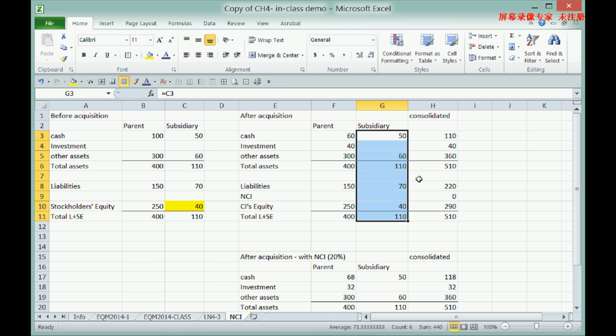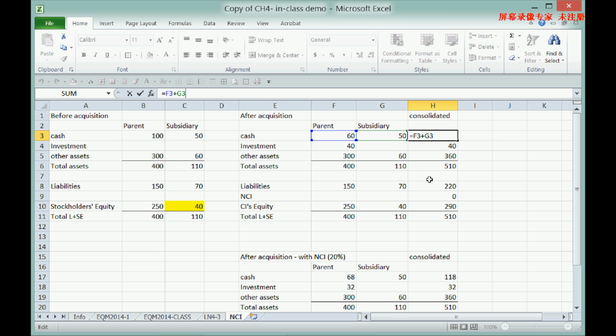So when we consolidate these two companies, we first add them up, right? This is a simple add-up of the two. But remember, from chapter 2 through chapter 3, if I add the two companies up, there is a double counting of my investment account and the subsidiary's net assets. So the investment needs to go to 0, so we will make this go to 0. You see then my liabilities plus stockholders' equity is not equal to the total assets anymore.